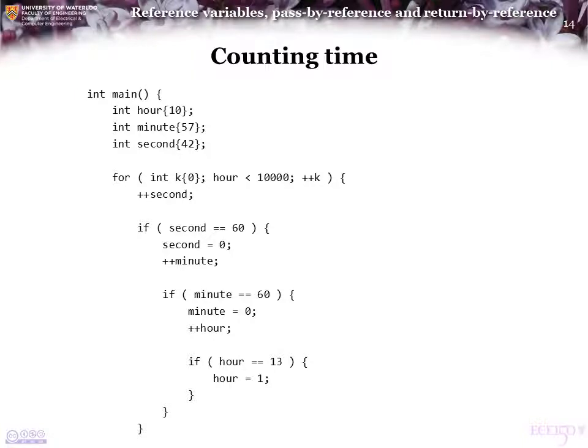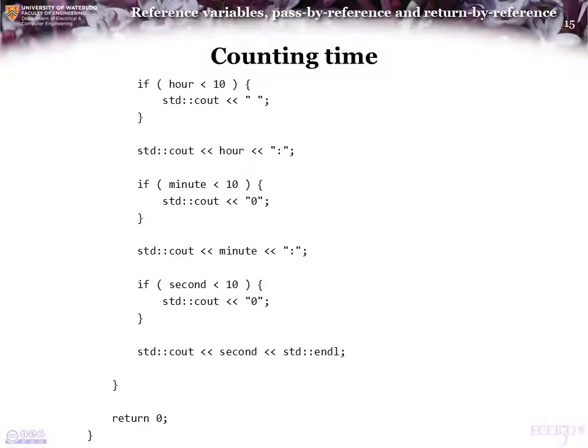Now, here's a program without comments that has 3 such local variables that are initialized with their time 10:57 and 42 seconds, and then we have a counter that counts 10,000 times. Each time we increment the seconds, and if the seconds reaches 60, we reset seconds and increment the minutes. Each time the minutes reaches 60, we increment the hours, again resetting the minutes. And if the hours ever reach 13, we reset the hours back to 1. Then we have a bunch of code that then prints the time to the screen.